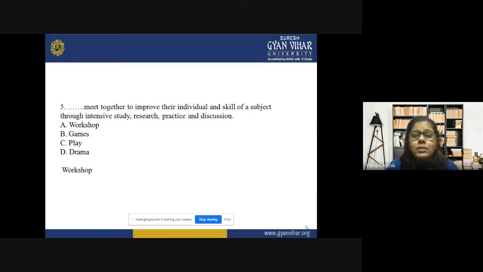been organized, and they will improve their individual and skills because in workshop they have to do an intensive study, means a deep study, research to that area, practices and discussions related to that particular topic or theme.